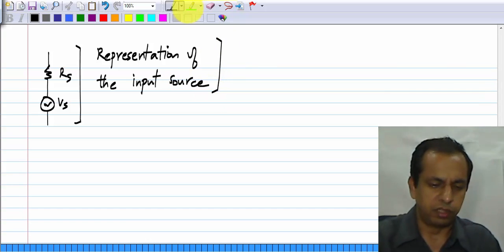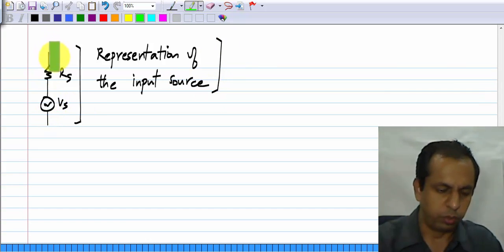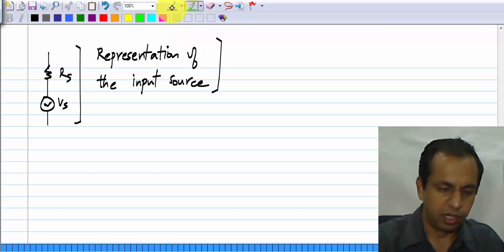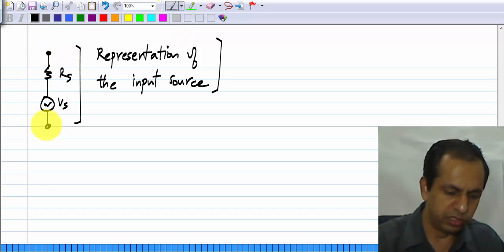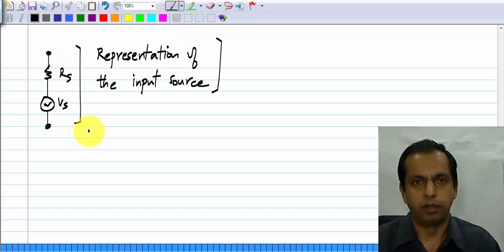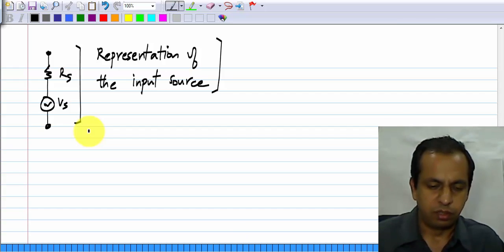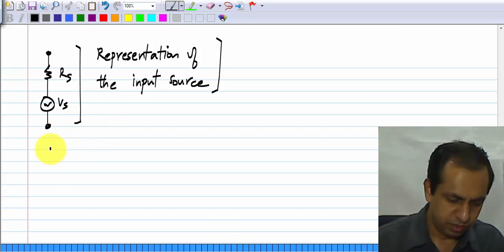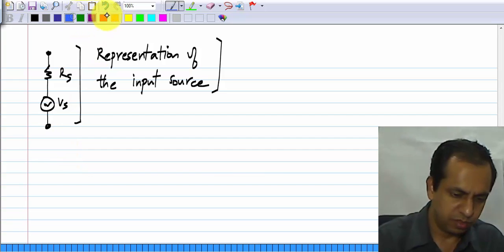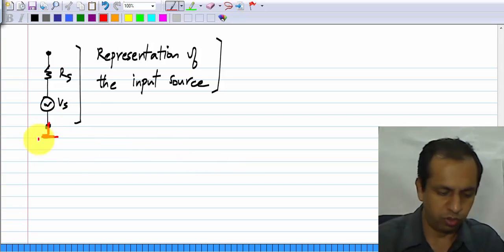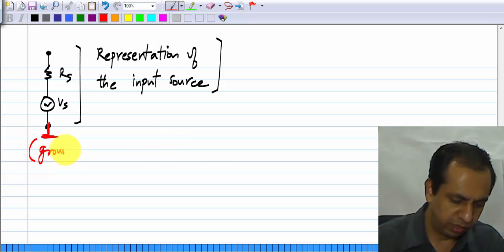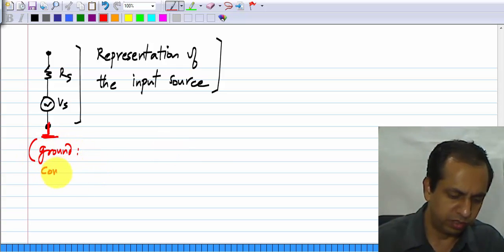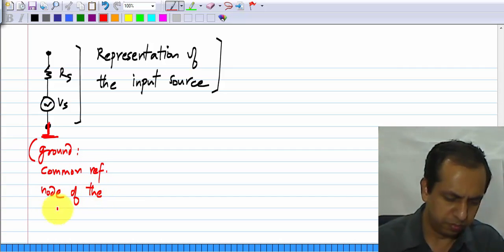It doesn't mean that the input source is actually a voltage source with a resistance, and you can connect its two terminals anywhere you want. Okay. Very frequently what happens is that one of the terminals of this terminal has to be connected to ground, and ground here means whatever is the common reference node of the circuit.